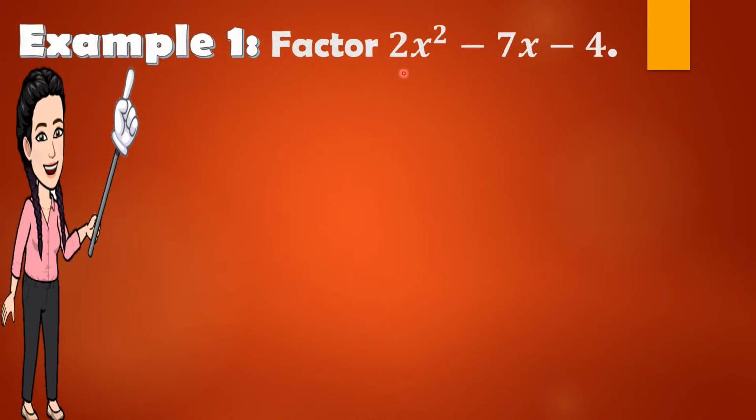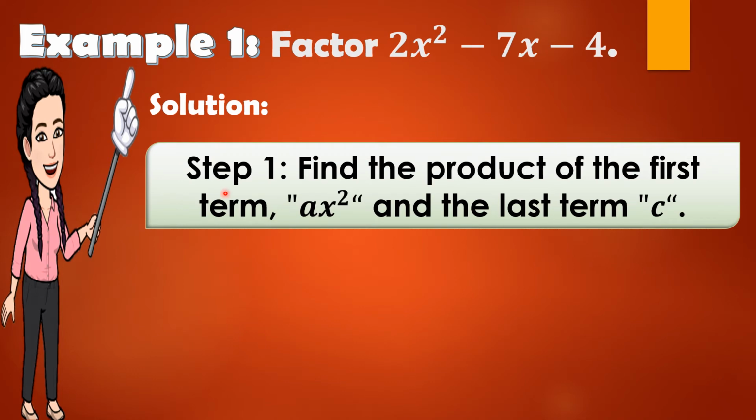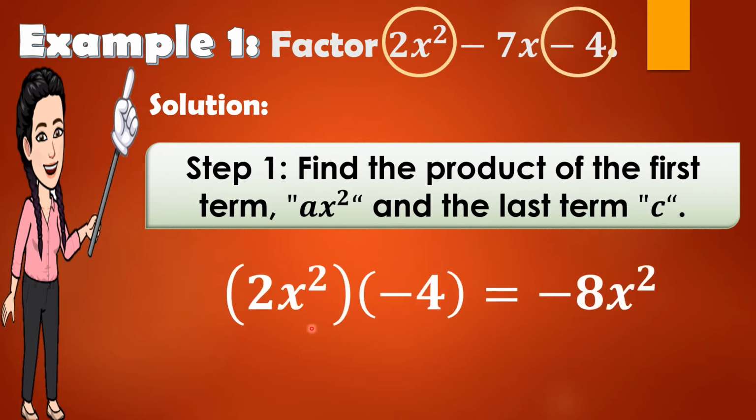Example 1. Factor 2x squared minus 7x minus 4. Our first step is to find the product of the first term ax squared and the last term c. Ang last term natin dito ay negative 4 at ang first term natin ay 2x squared. Imumultiply natin ang first at last term. So 2x squared times negative 4 is equal to negative 8x squared.